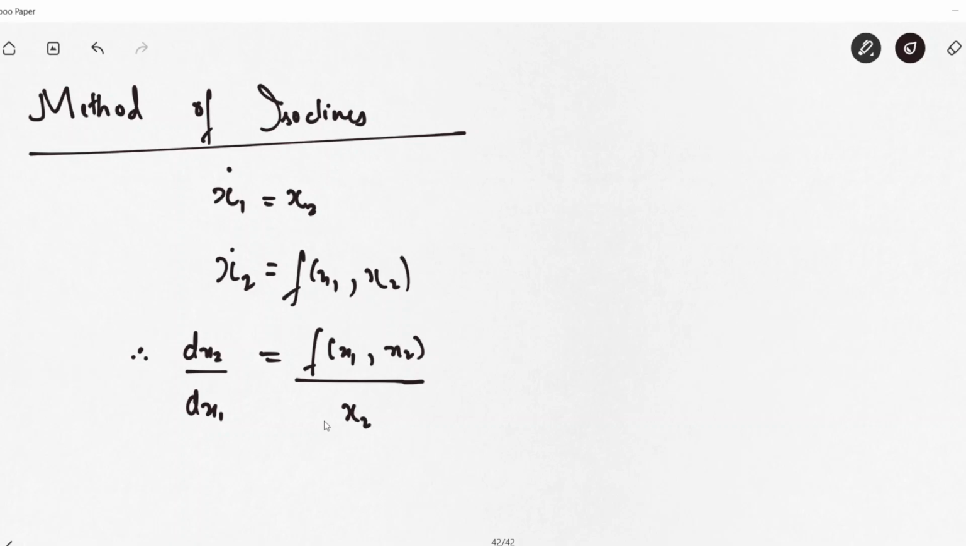Now what we were doing in the analytical solution is solving this differential equation to obtain an equation that would relate x1 with respect to x2. Now instead of solving this analytically, we can say dx2 by dx1 refers to the slope of the tangent to the trajectory, that is alpha in this case. So the slope of the tangent to the trajectory is dx2 by dx1, which is equal to alpha. Which implies f of x1, x2 divided by x2 equal to alpha, or f of x1, x2 is equal to alpha times x2.